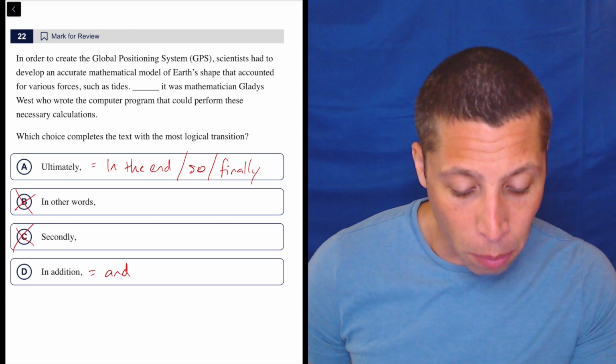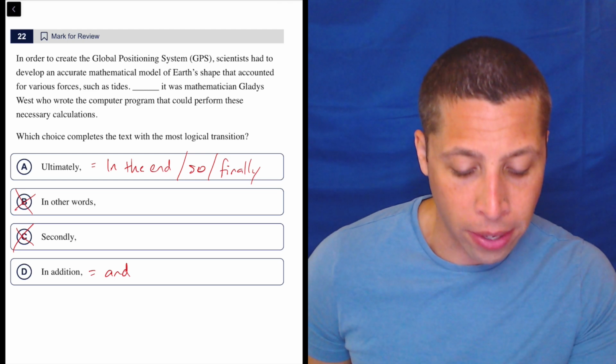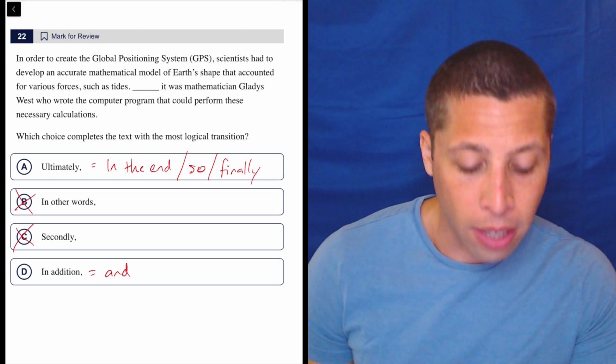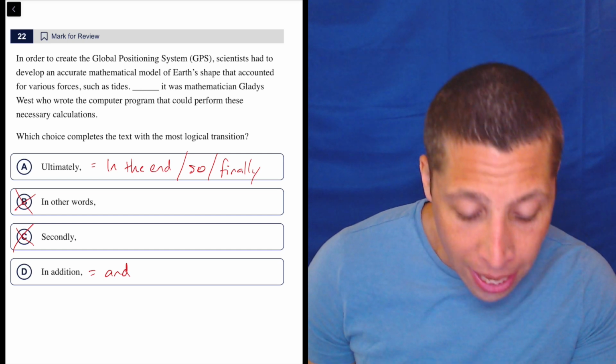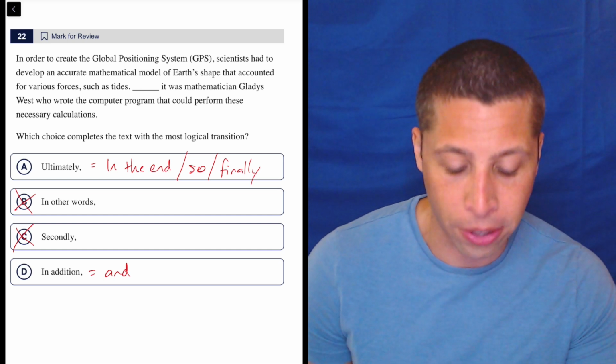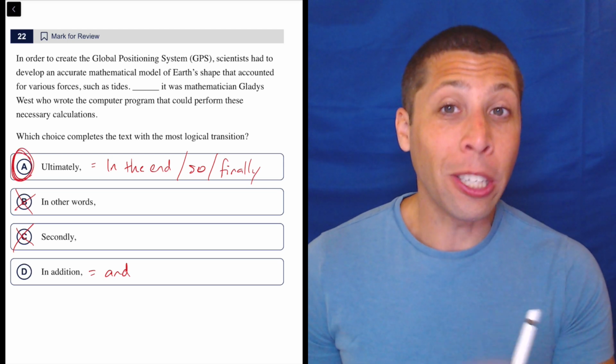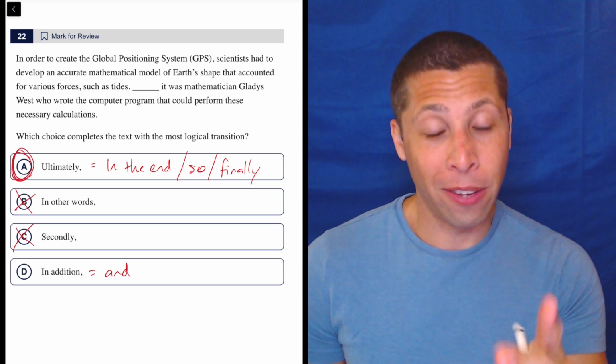In order to create the Global Positioning System, scientists had to develop an accurate mathematical model of Earth's shape that accounted for various forces such as tides. Finally, in the end, it was mathematician Gladys West who wrote the computer program that could perform these necessary calculations. That's the answer. But I am really curious for you guys.